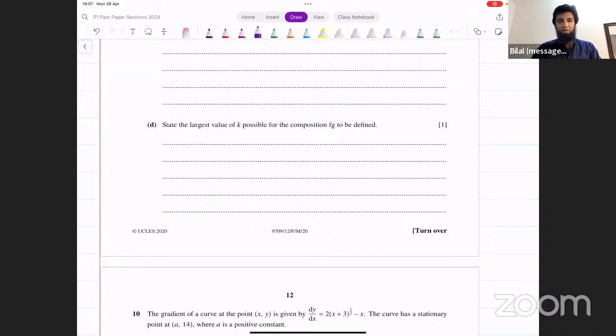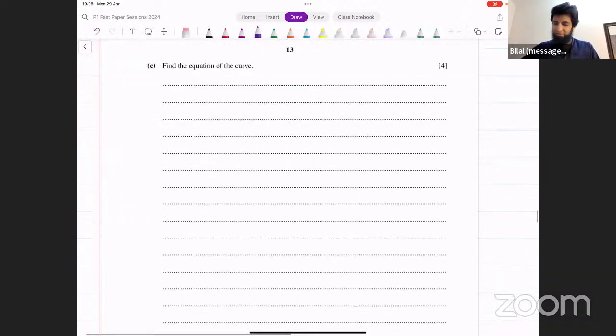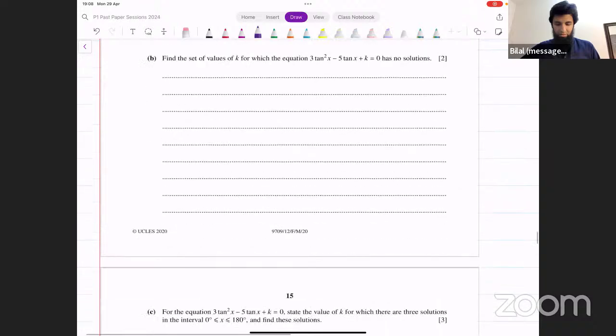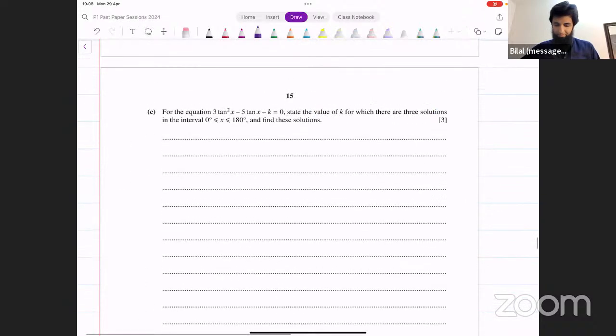In order for a composite function to be defined, the whole of the range of the inner function should be part of the domain of the outer function. That is when the composite function can be formed. Right? We've done multiple questions like this before. So I'm going to skip that for now.